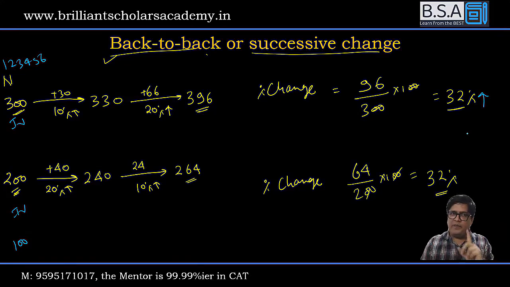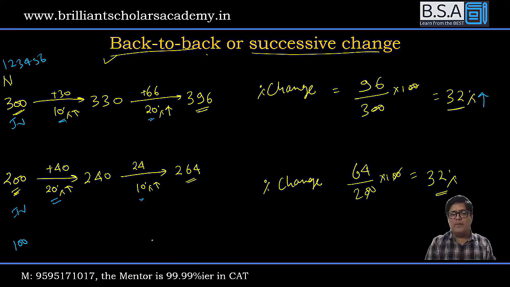Second, do you see I've changed the order? 10 increase, 20 increase. Now 20 increase, 10 increase. Overall change does not depend upon the order of the change. You can have 20 before, 10 later, or 10 before, 20 later. Overall change does not depend upon two things: initial value and order of the change.